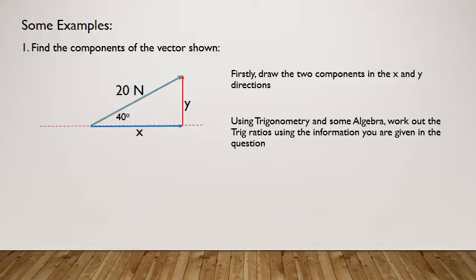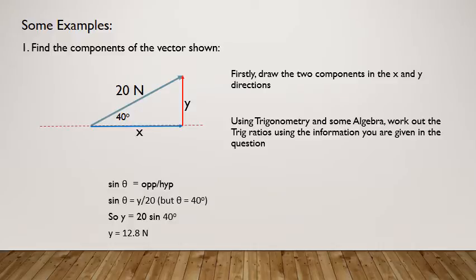Then we need to use trig and some simple algebra to work out the trig ratios using the information we're given in the question. So sine theta is the opposite over the hypotenuse. The opposite is y, and the hypotenuse is 20. So sine theta equals y over 20 and theta equals 40 degrees. So y is 20 times the sine of 40. All we've done there is multiply both sides by 20. And that gives us an answer of 12.8.